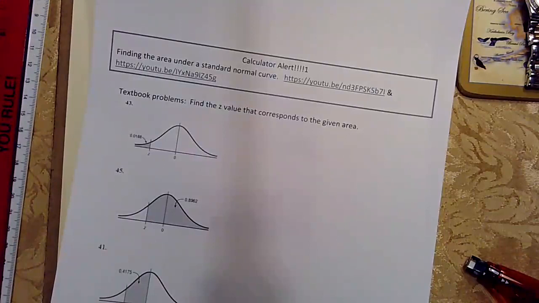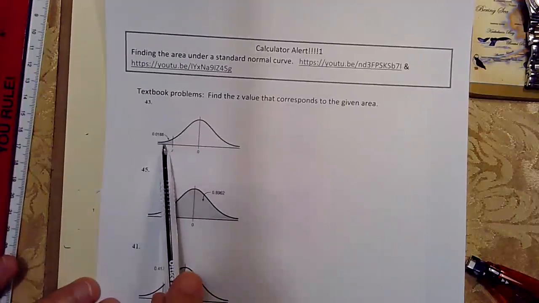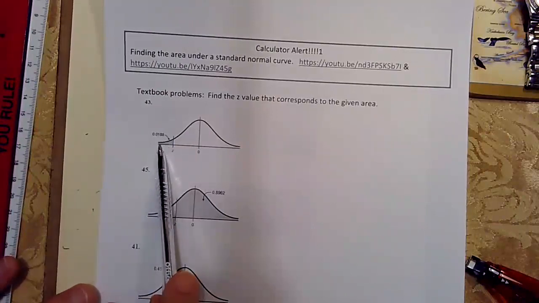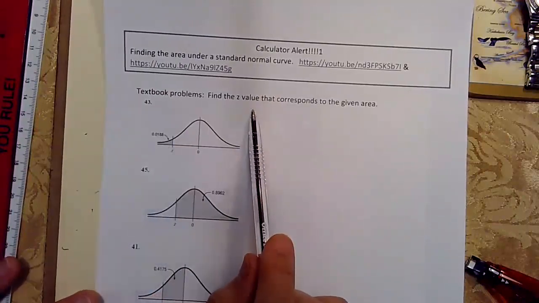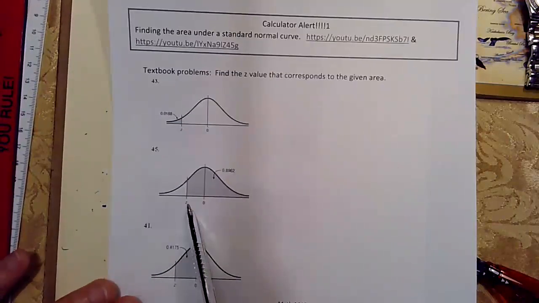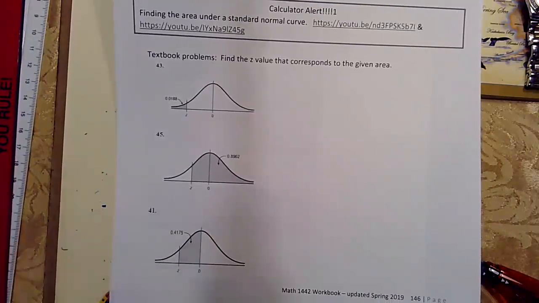The second part of the lesson is that now we're going to be given areas underneath the curve. So we're going to be given probabilities, areas underneath the curve, and then they want us to find the z value. These are areas under the curve, and they want us to find z.